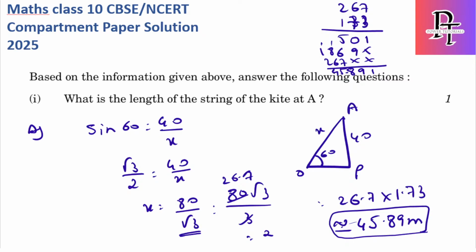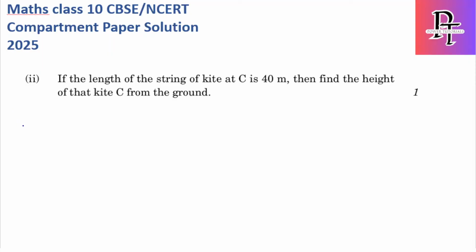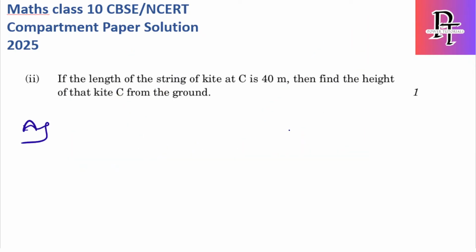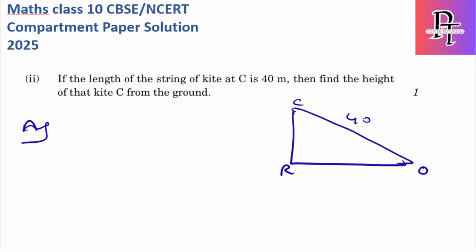Okay, let's move to the second one. If the length of the string of kite C is 40, then find the height of the kite. So for C, I will draw the required triangle, which is RCO triangle. Here they have mentioned length of the string, it's not height of the kite. Length is this one. This one they have mentioned as 40, and the angle they have mentioned as 30 degrees.